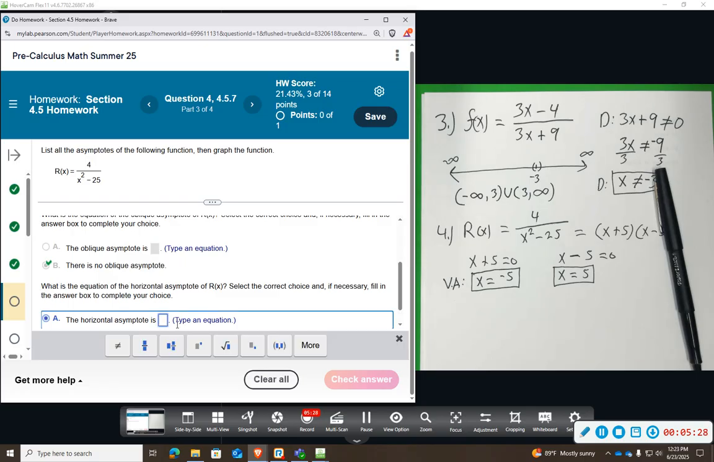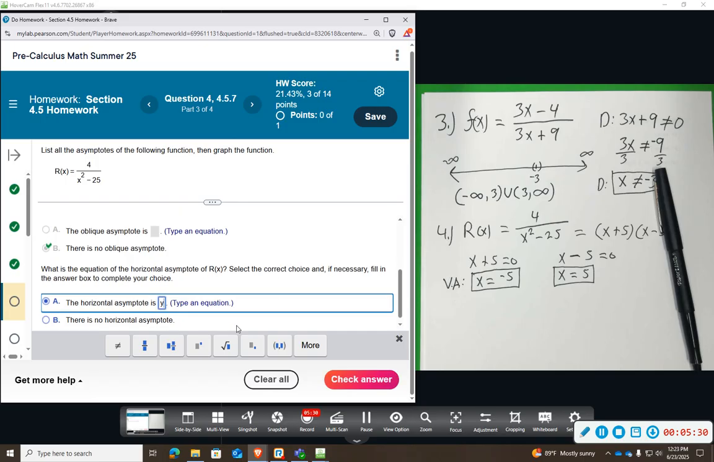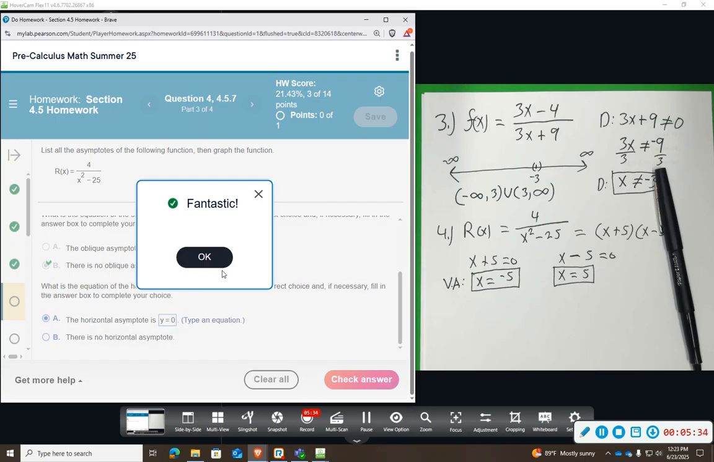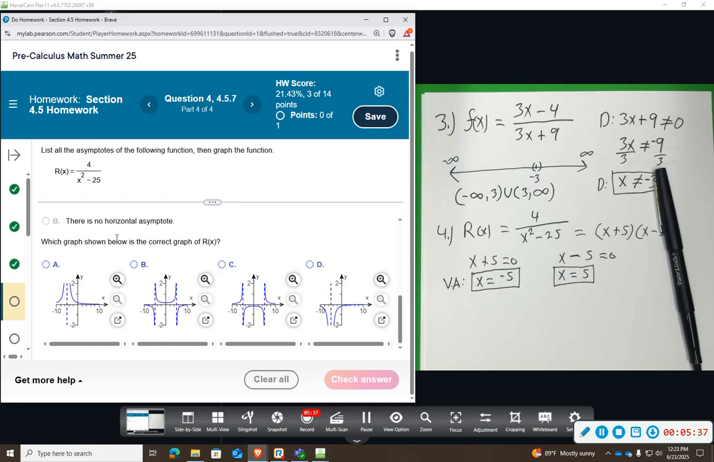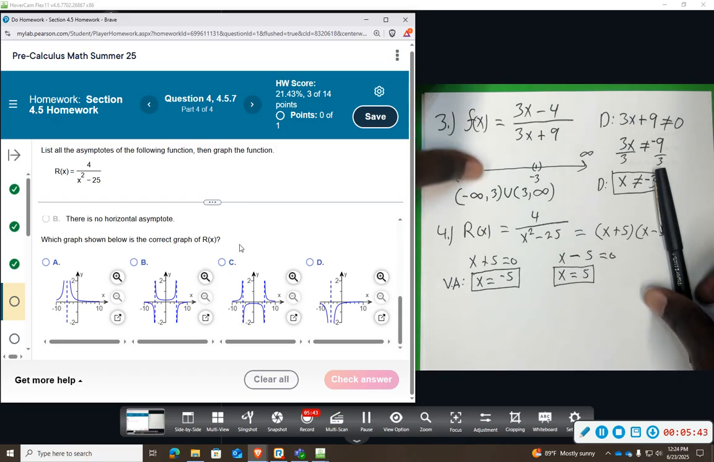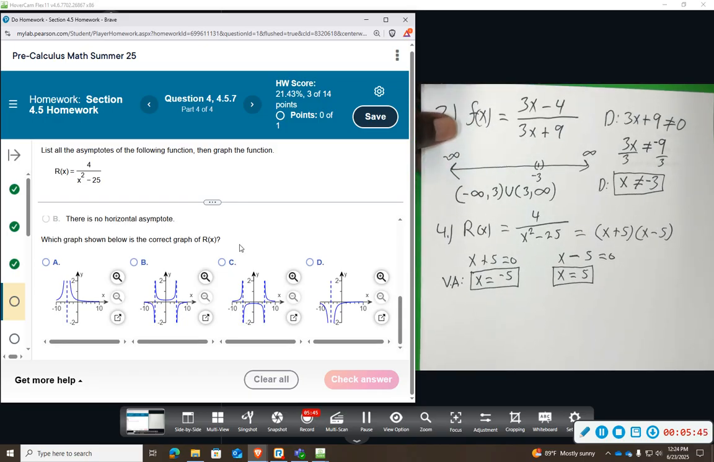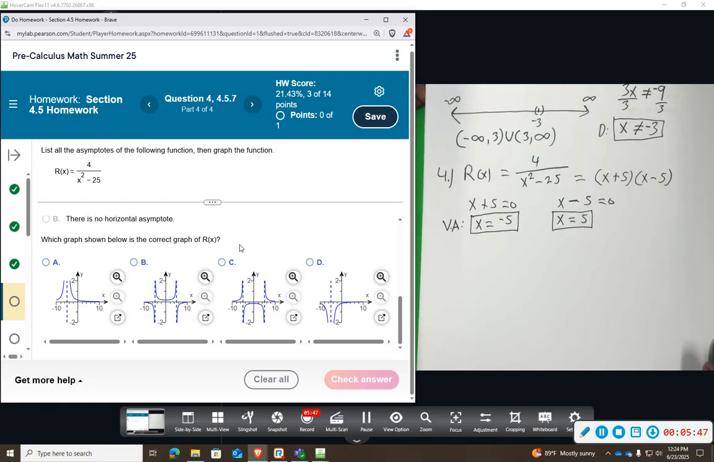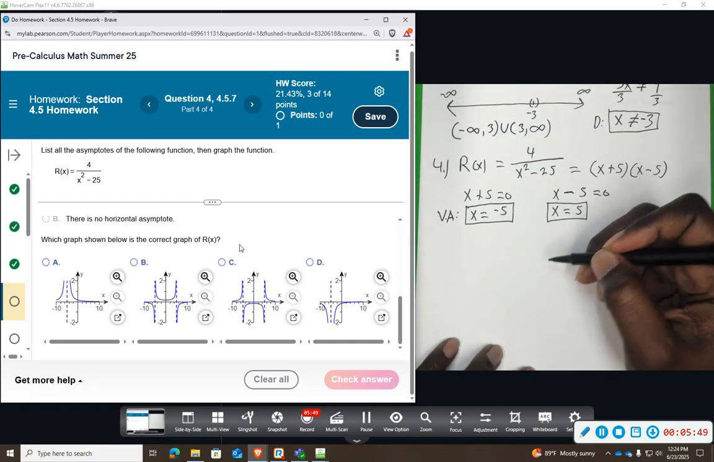So it tells you right here, type an equation, so don't just put 0. Okay, so now that we have all of our asymptotes, we want to know which graph is correct. So if you were graphing this by hand, you can plug in and do a few points. So here's what we would have.